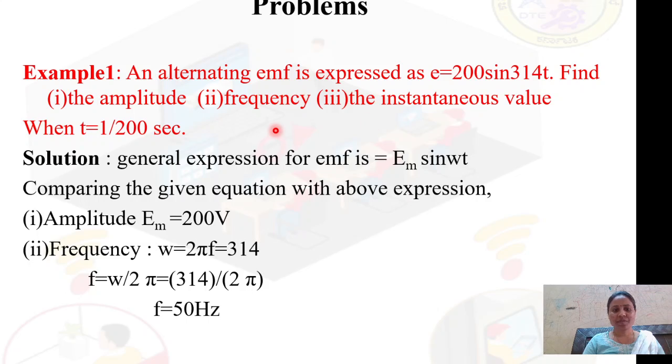Frequency we can calculate with the given omega value. We know omega is 2 pi f, since the general expression is sin omega t. So omega is 314. On simplifying, we get the frequency as 50 Hertz.